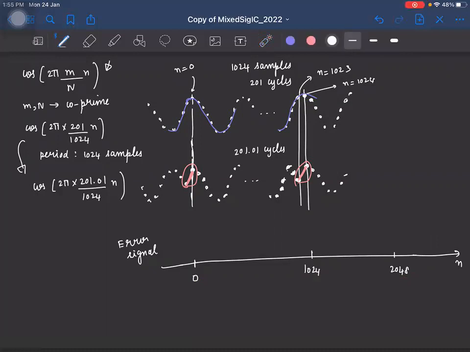How will this error look? We know that the error is going to be maximum at these boundaries, where the discontinuity is maximum. As you go towards the middle portion of the waveform, it's going to be much smaller and it will be 0. So the error signal might look something like this, and the rest might be 0, something like this.